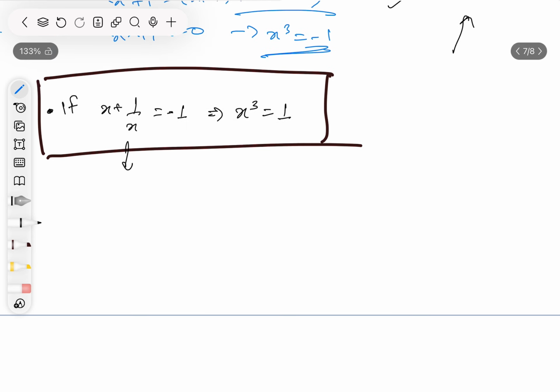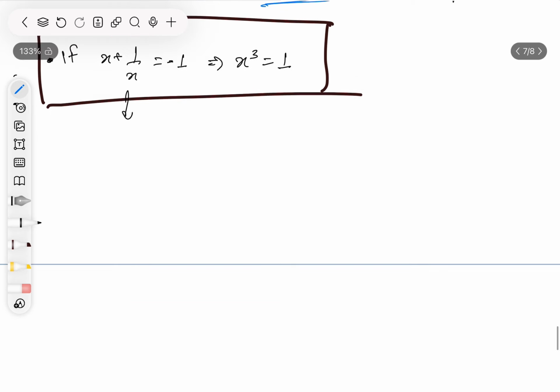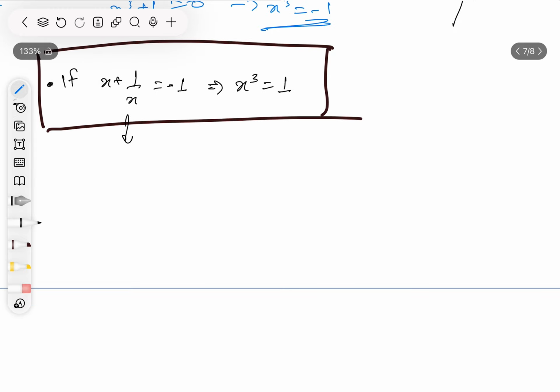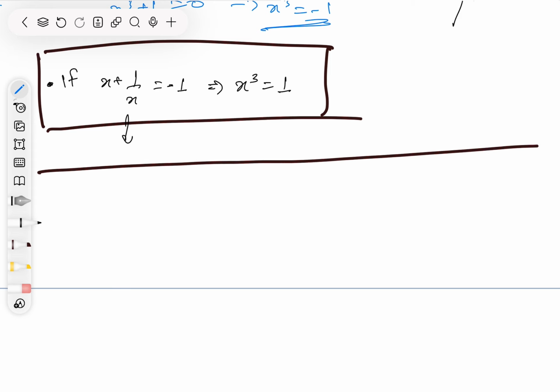Now, okay, what else? One more thing. A really good concept. A very important question, actually. In the question, you are given if 2 to the power x equals to 3 to the power y equals to 6 to the power minus z. If this is given, then find 1 upon x plus 1 upon y plus 1 upon z.